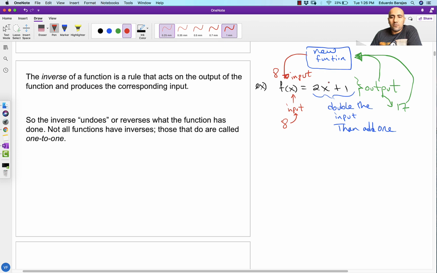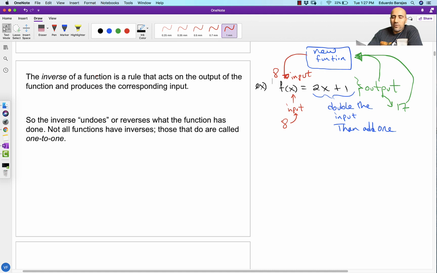Given this particular one I chose, it should be all real numbers. For any real number you put in here, you get a resulting output, and then you plug that into this new function, and that new function will undo this and bring you back to here. So this new function is the inverse of this one. The inverse of a function is a rule that acts on the outputs of a function and produces the corresponding input, so they will undo each other.